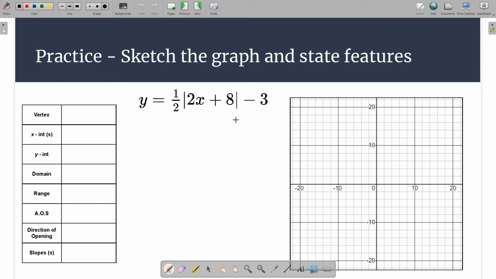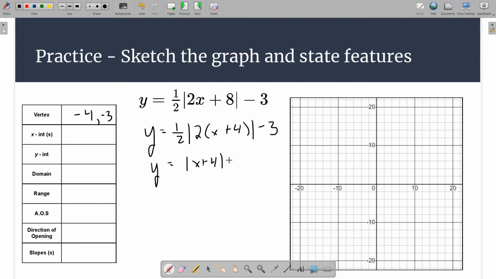So here, again, I would have a lot of students right off the bat saying the vertex is -8, -3. Well, that's not correct because I've got this 2 right here, which means I need to factor it out. So I'm just going to do a little bit of legwork here. I'm going to call this 1/2, and then I'll say 2x plus 4, close my brackets, and then -3. So my vertex is actually at -4, -3. Now, I can take the 2 fully out of the absolute value signs. I can literally just call this y is equal to absolute value of x plus 4, and then -3. And the reason I can do that is because the 2 times 1/2 is just going to give me 1. So it's like I got a coefficient of 1 right there, and I don't have to bother writing that.